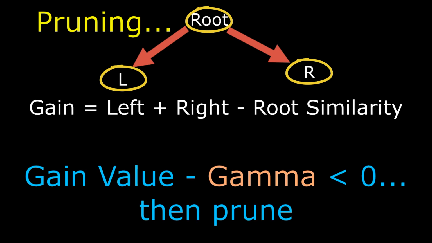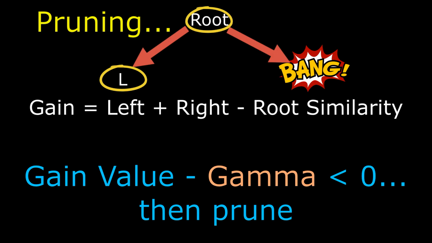Once your tree has been filled out with all the maximum gain nodes, you can then start pruning the tree with a parameter termed gamma. The gamma term is typically between 0 and 1, and you would subtract the gamma term from the gain value. If this subtraction is less than 0, you would then remove that specific node from the tree. This is known as pruning.